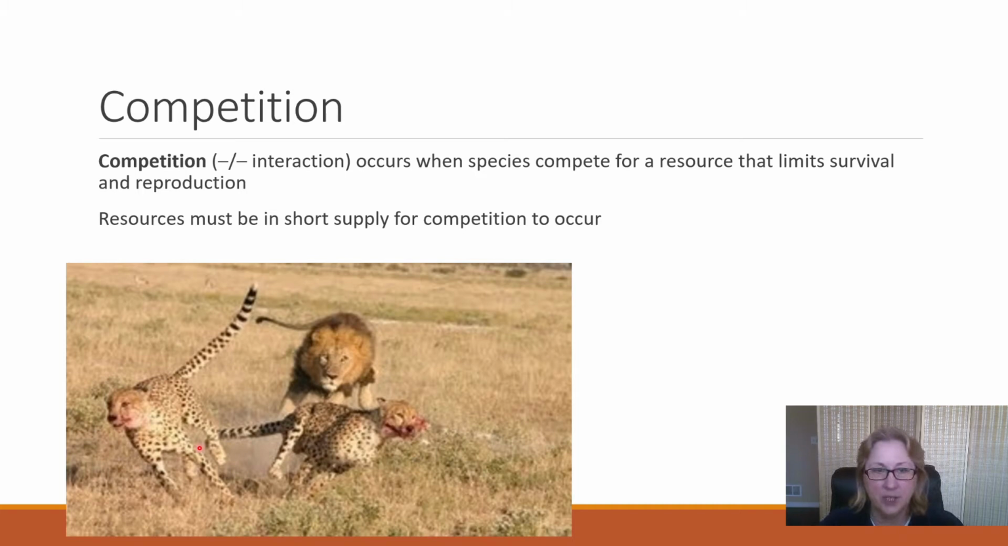So competition. Members of the same species are always in competition because members of the same species are generally trying to use the same resources. But members of different species also may be competing for the same resources, like cheetahs and lions competing for the same prey species. So this could cause problems for one of the species.